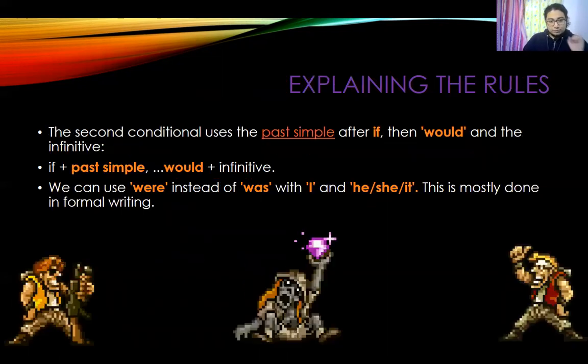Okay, so moving on, we have the hidden gem, which are the rules. The second conditional uses the past simple after if, then would, and the infinitive. In a brief way to say it, we have if plus past simple plus will plus infinitive. We can use were instead of was with I and he, she, it. This is mostly done in formal writing. These rules are important for you to understand in order to use it correctly.